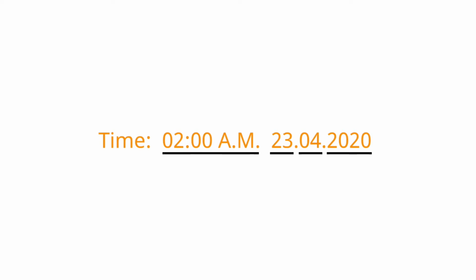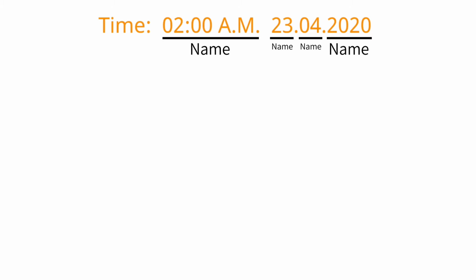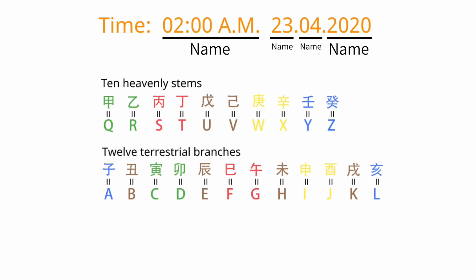Unlike the Gregorian calendar, dates in the lunar calendar have names. Every year, every month, every day, every 2 hours are named according to a certain rule. The dates of the lunar calendar are named after combinations of 10 heavenly stems and 12 terrestrial branches. This is why I introduced the stem branch before introducing the Chinese lunar calendar. Then the question is how many combinations of 10 heavenly stems and 12 terrestrial branches are there?